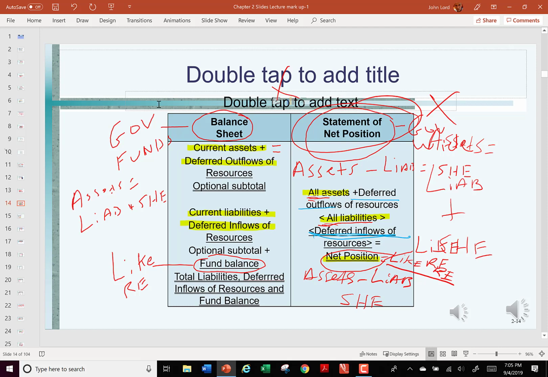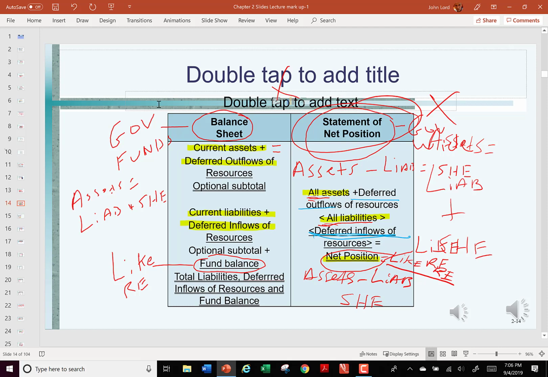Okay. Now, when we're dealing with a government, our stockholders' equity is like what? Just retained earnings, isn't it? But we don't call it retained earnings. We call it what? Good. Net position. And the format that we will use to show that net position on our statement of net position is by showing the net position simply as the difference between our assets and our liabilities.